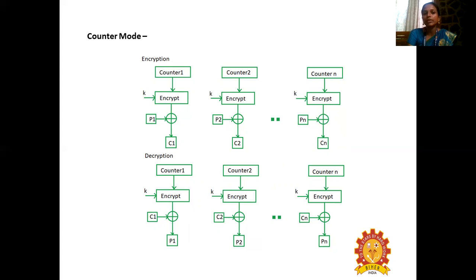This is the thing happening in the encryption process. Next, when we come to the decryption process, for counter 1, we have to set the counter. We encrypt the data with the help of the key. Then the output of the encrypted data is XORed with the ciphertext. It produces the plain text.